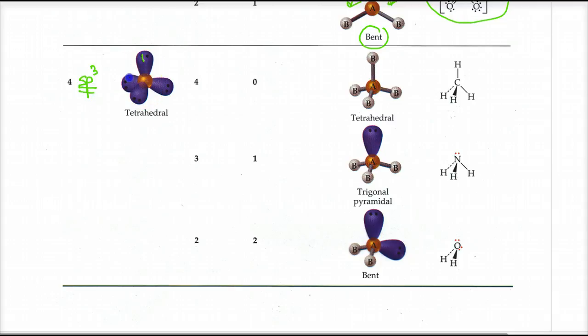We count 1, 2, 3, 4. And there it is, our tetrahedral shape for the electron domain geometry and for where the atoms are. Now, if we have one lone pair, like ammonia that I just drew you, one lone pair is the top of a three-sided pyramid, trigonal pyramidal. Notice the electron domain geometry is still tetrahedral. It's still sp3. And if I've got two lone pairs, case in point, like water, it bends it down into a bent shape. And that would be the shape of the molecule, where the atoms are.